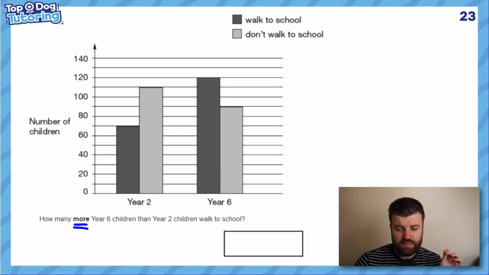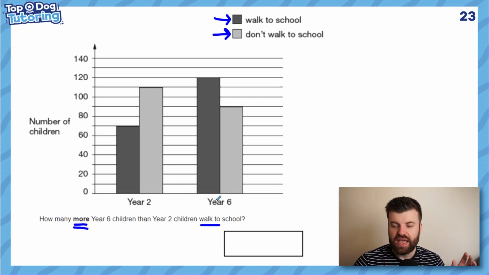Okay, let's take a look. How many more year 6 children than year 2 children walk to school? So here we have how many walk to school in dark grey and how many don't in light grey. We want how many walk to school, so we're only going to look at the dark grey number. In year 6, if we come across, in the real test, use a ruler to come across in a nice straight line. 120 children in year 6 walk to school.